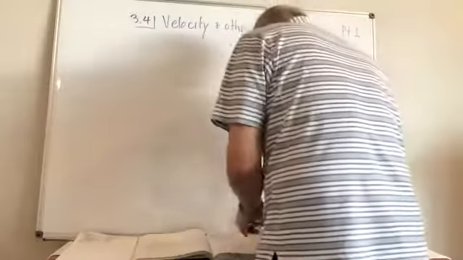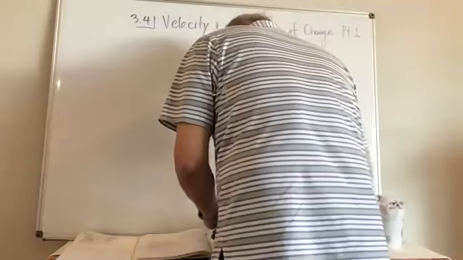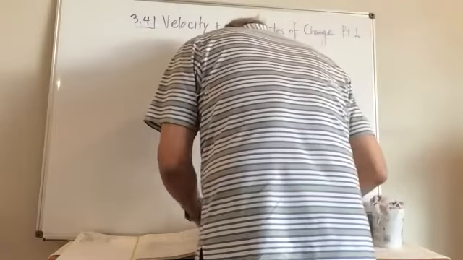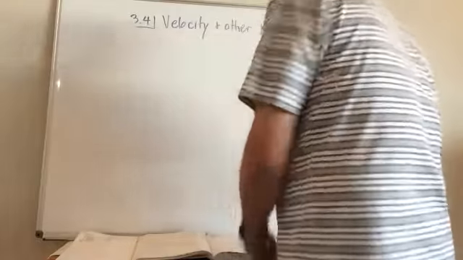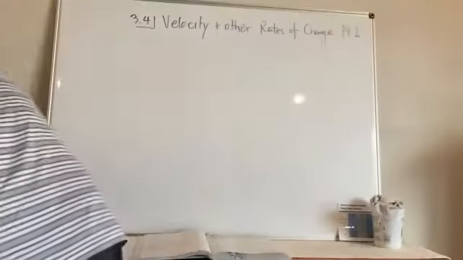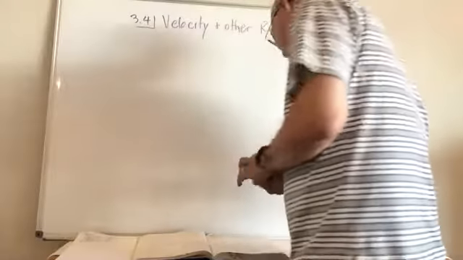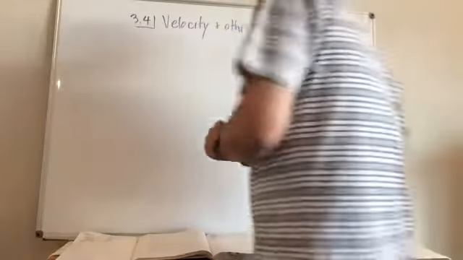Velocity and other rates of change, followed by 3.5 derivatives of trig, and that'll finish up chapter 3. Okay, so let's see where we are. So 3.4, instantaneous rates of change. Okay, instantaneous rate of change.